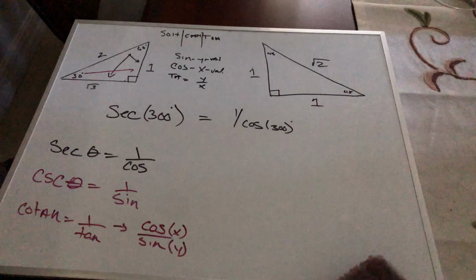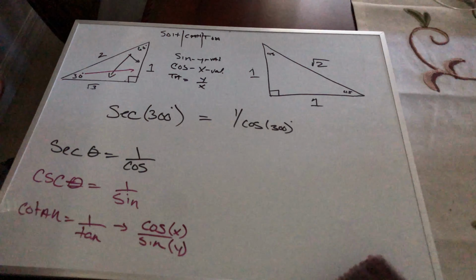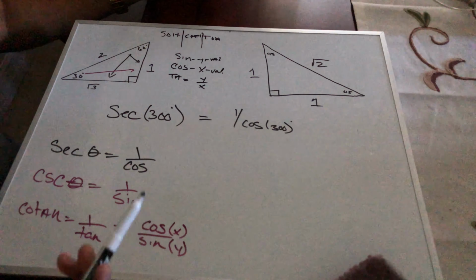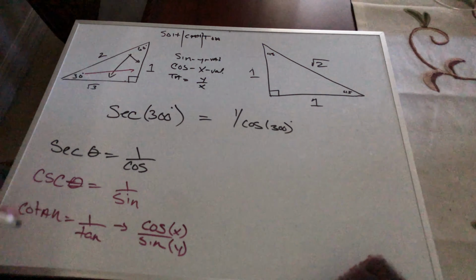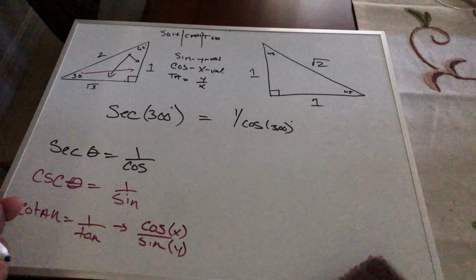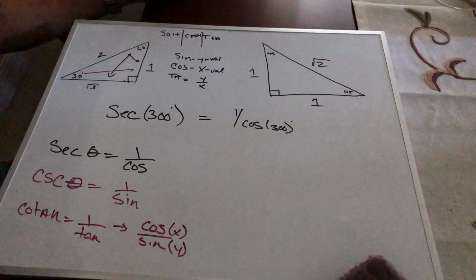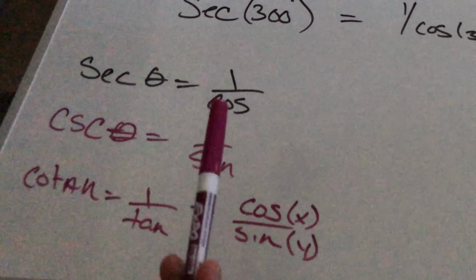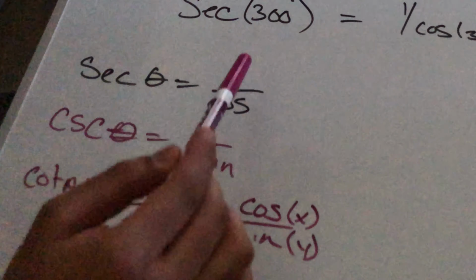All right, everybody, we're going to go ahead and try to solve something a little more advanced for you guys. I'm going to give you this value here. Let's say I want you to solve secant of 300 degrees. Let me just reiterate some things before we go forward. Just remember, secant of any theta value, remember from before, secant is the reciprocal of cosine, so it's going to be 1 over cosine.